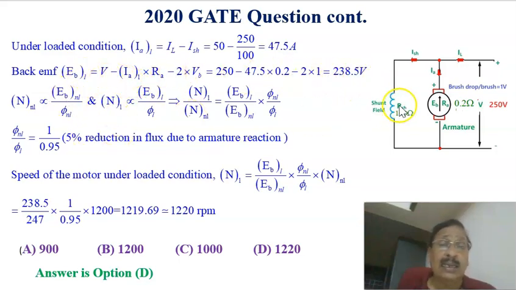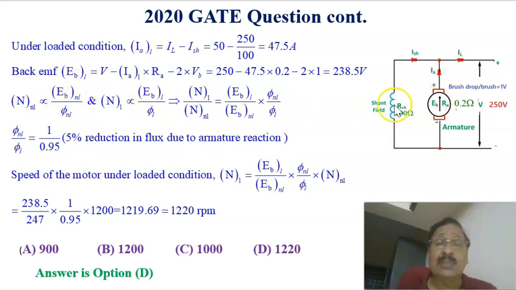Now, as the motor is loaded, due to the armature reaction, flux is reducing. How that is given, that is the second case. This is the flux at loaded condition. This is the flux under no load condition. Flux at loaded condition is 95%, or 0.95 times, the flux at no load condition.